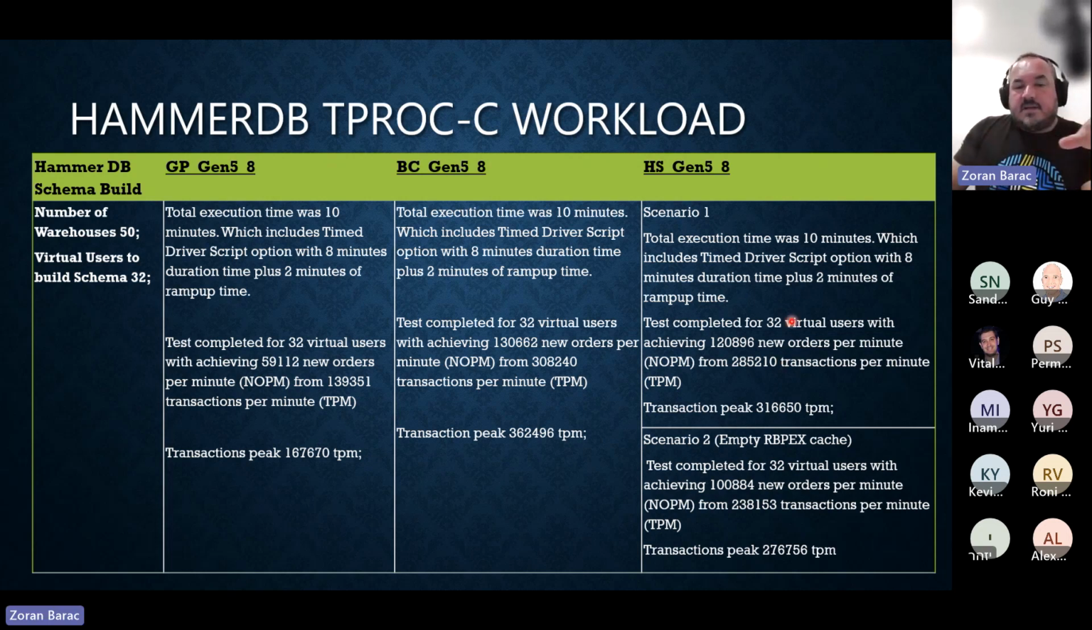Test completed for the same number of virtual users. It's 120K, quite close to the business critical, and in this case it's around 285K transactions per minute. Again, quite close to the business critical. And the peak is a bit less, but that peak might be like a second or something. It's just the highest peak.